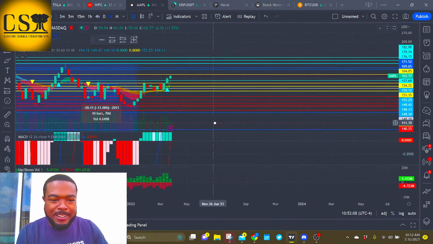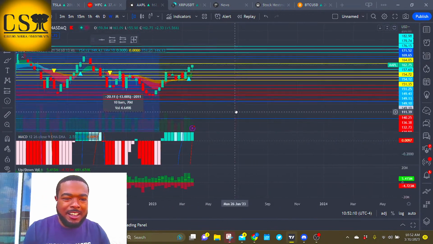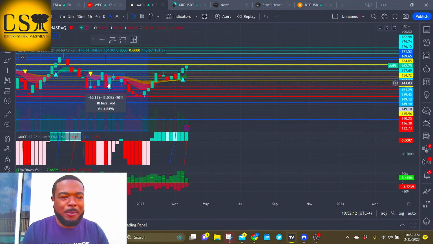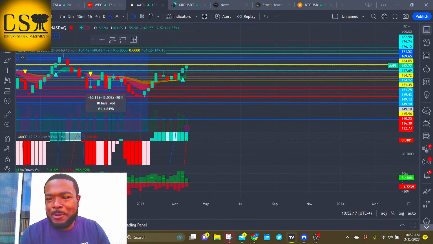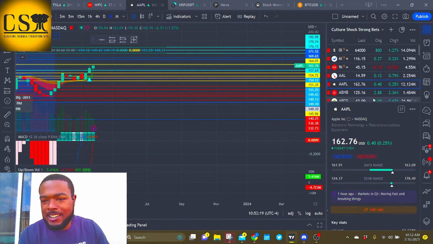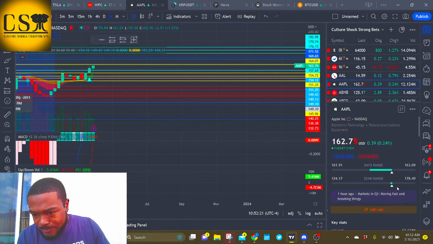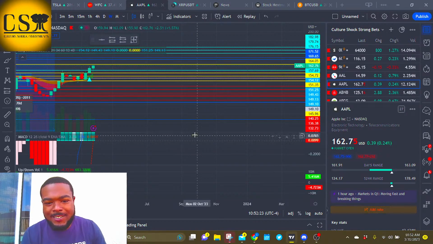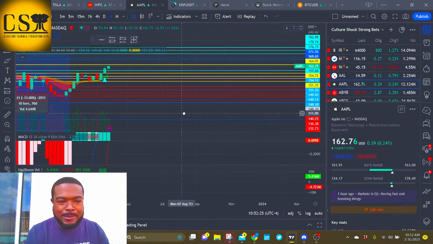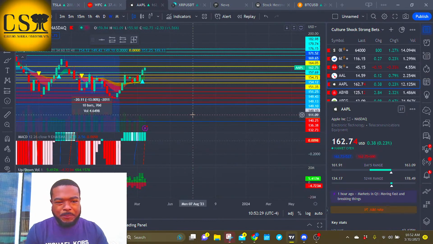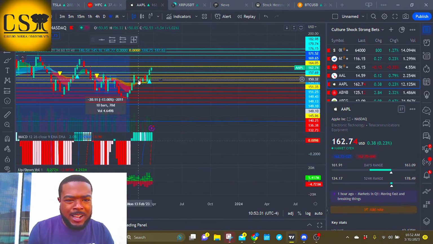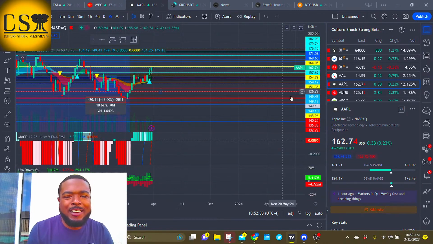Let me see something. So we apply that same method in theory to here, right? Apple hit an all-time high. Let's pull the chart out. Apple's 52-week high is 178. Right now we're at 162. So you'll see it rallying up, pushing up, pushing up. And you say, okay, I want to get in on Apple.